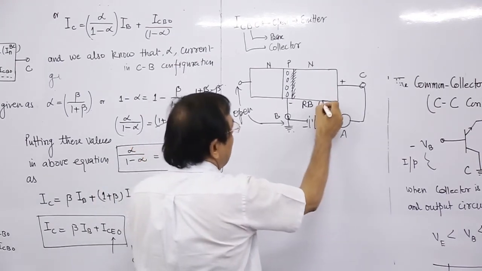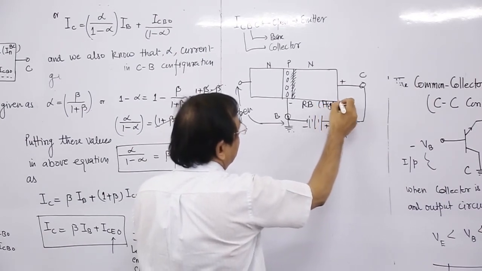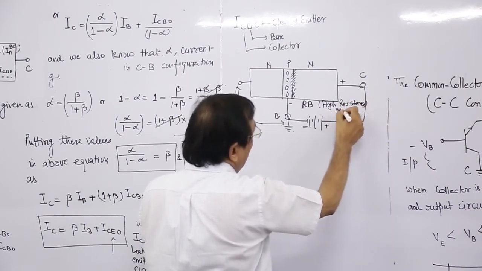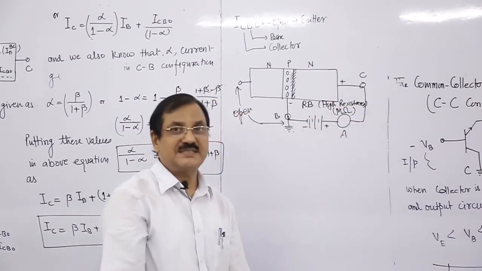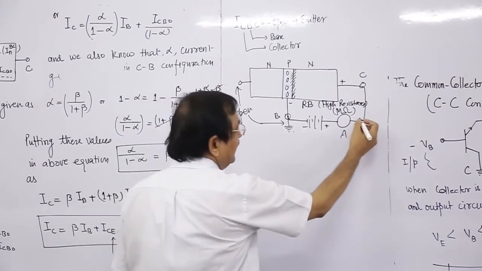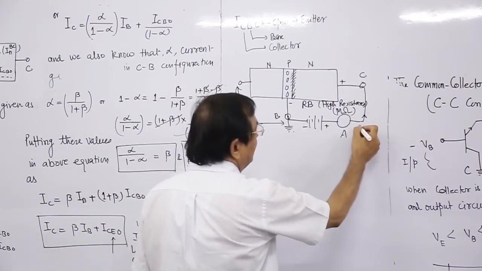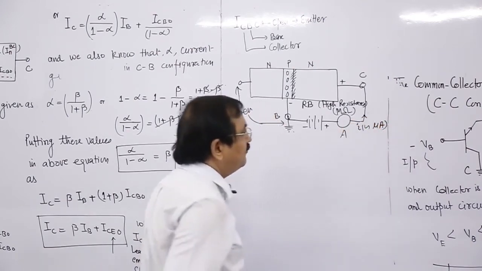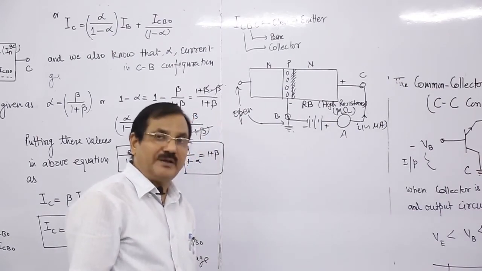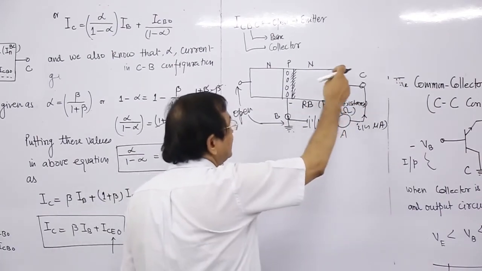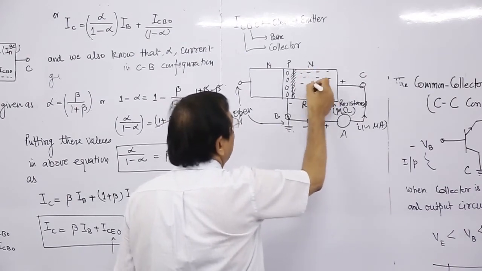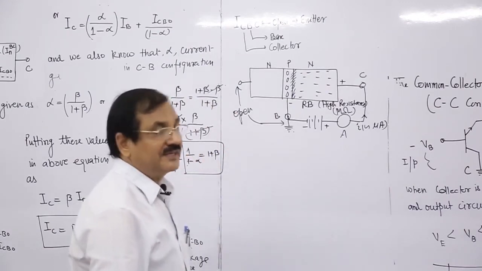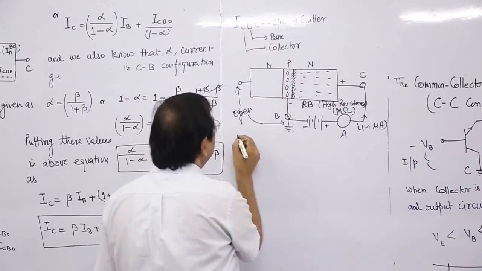Reverse bias means high resistance. How much resistance? Mega ohm resistance. So the current flow in this circuit is in microamperes. Due to the reverse bias, the current is very, very small.